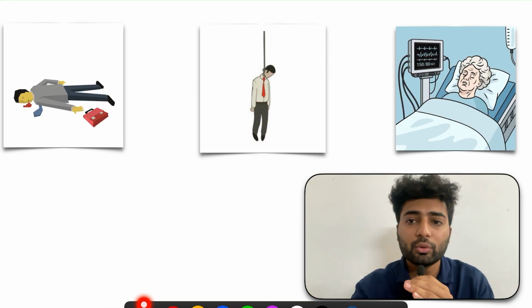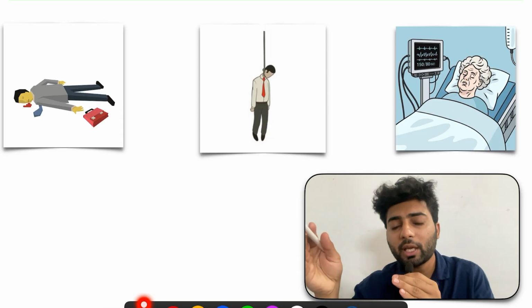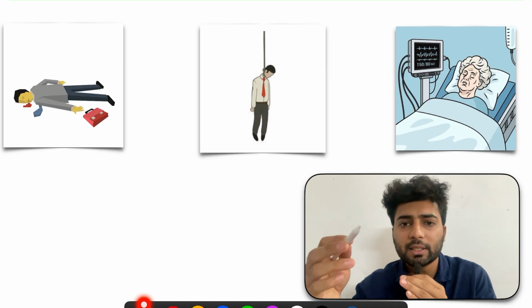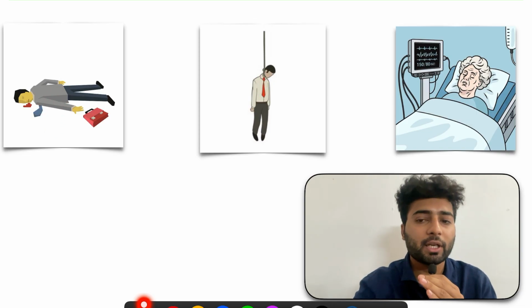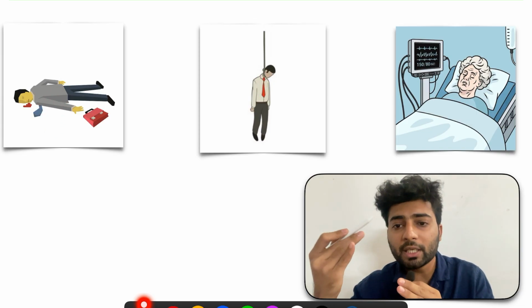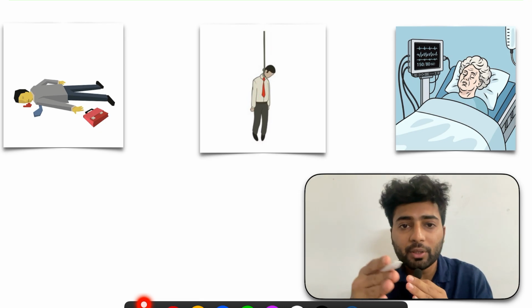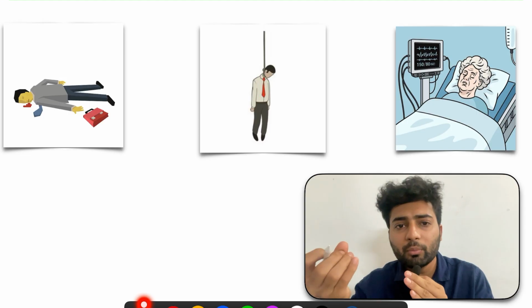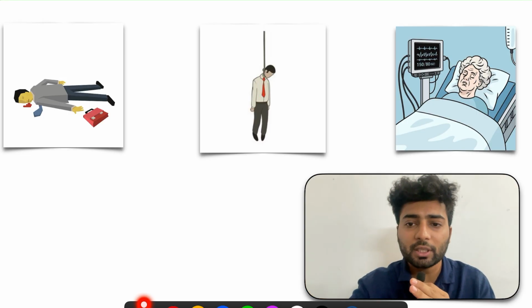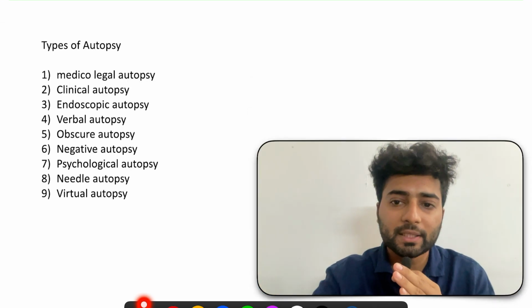A person can die due to just a disease over a long time, let's say for 4 5 months he was in the hospital, then he died due to the disease. Second is a suicidal death by hanging, or it can be a homicide, where a person is killed. So do you expect that every person should undergo the same postmortem examination? No, we examine the body based on the requirement, right? That's why we have 9 types of examination methods.